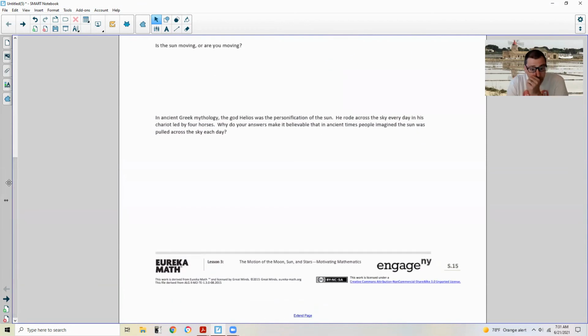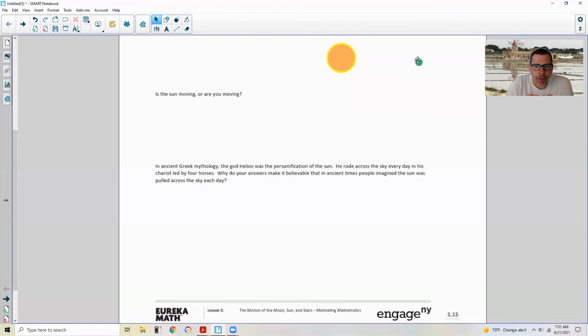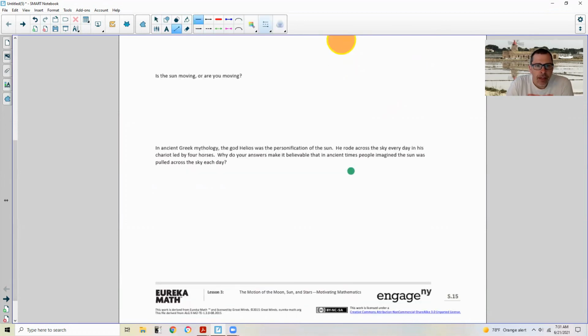All right, so in ancient Greek mythology, the god Helios was the personification of the sun. He rode across the sky every day in his chariot led by 4 horses. Why do your answers make it believable that in ancient times, people imagined the sun was pulled across the sky each day? Well, we now know the sun is a sphere and the Earth is a sphere going around the sun, but back in the day, everybody thought the Earth was flat.